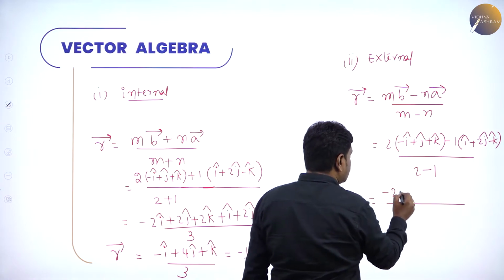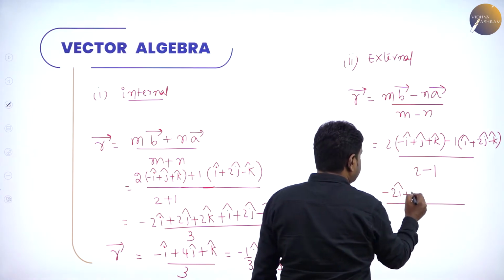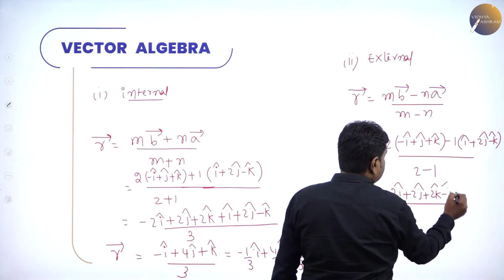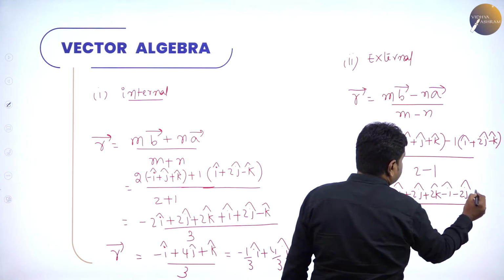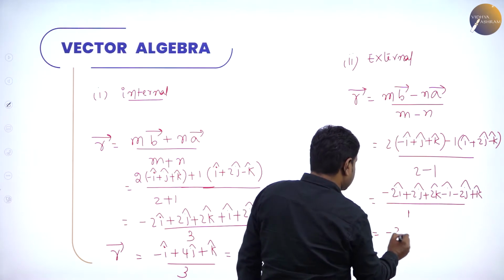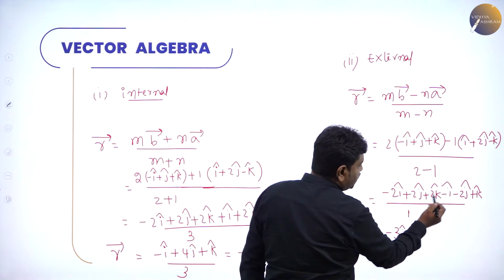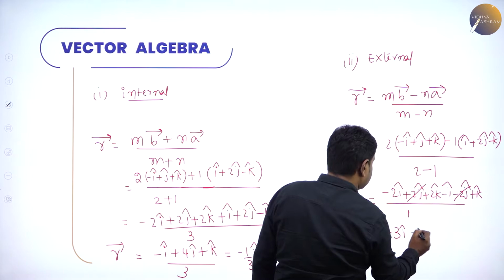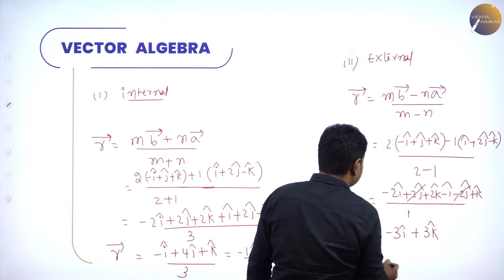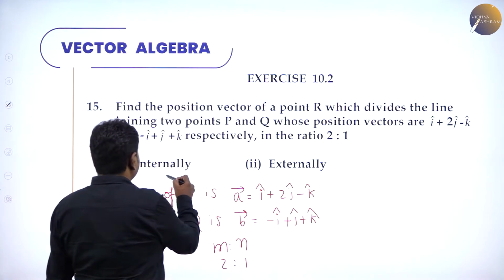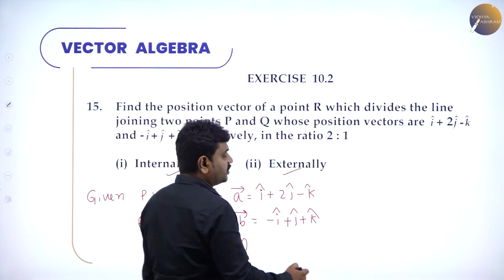Multiply this: minus 2i plus 2j plus 2k minus i minus 2j plus k. Simplify this further. Minus 2i minus i is minus 3i cap. 2j minus 2j cancels, that is 0. 2k plus k is 3k cap. This is the position vector of the external division. They want you to find the internal division and external division position vectors.